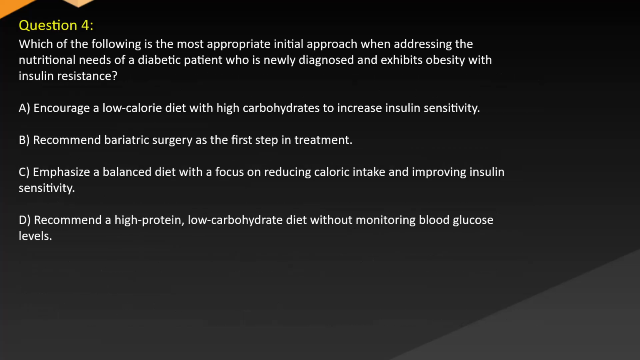Question 4. Which of the following is the most appropriate initial approach when addressing the nutritional needs of a diabetic patient who is newly diagnosed and exhibits obesity with insulin resistance? A. Encourage a low-calorie diet with high carbohydrates to increase insulin sensitivity. B. Recommend bariatric surgery as the first step in treatment. C. Emphasize a balanced diet with a focus on reducing caloric intake and improving insulin sensitivity. D. Recommend a high-protein, low-carbohydrate diet without monitoring blood glucose levels.